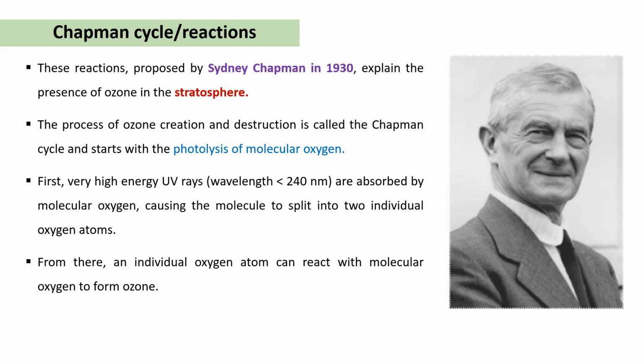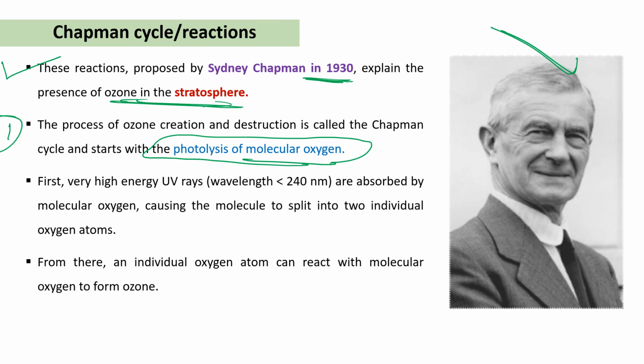Sydney Chapman discovered the Chapman cycle or Chapman reactions. Here you can see these reactions were proposed by Sydney Chapman in 1930, and Chapman explained how ozone formation and destruction take place in the stratosphere. The Chapman reaction starts with the photolysis of molecular oxygen. It is very important, keep in mind, the Chapman reaction starts when the photolysis of molecular oxygen starts.